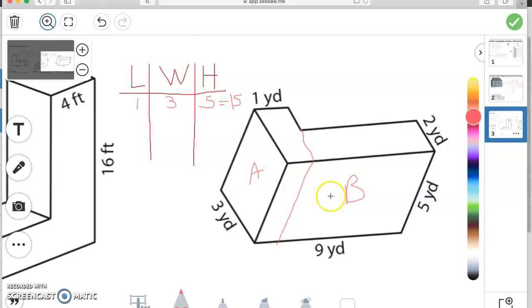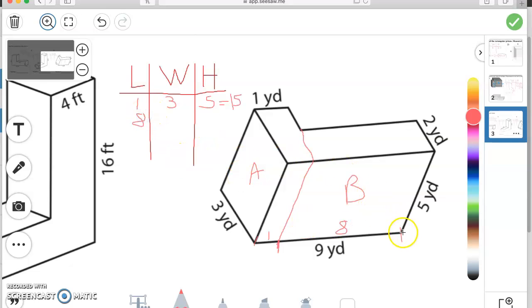All right, now for B, I'm going to do the same thing. I'm looking for my length. A lot of people might say that it's 9. That is incorrect because 9 is the distance from here to here. We only want to know to right there. So we have to go up and see how far this distance is. It looks like it's 1. So if we subtract 9 minus 1, that gives us the length of this section, which is 8.